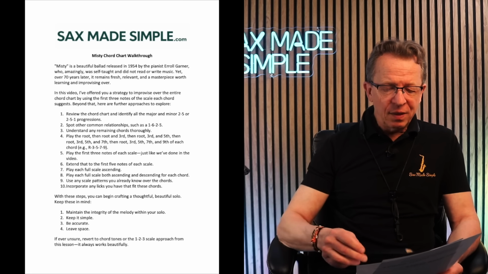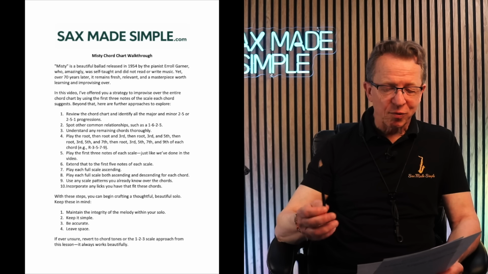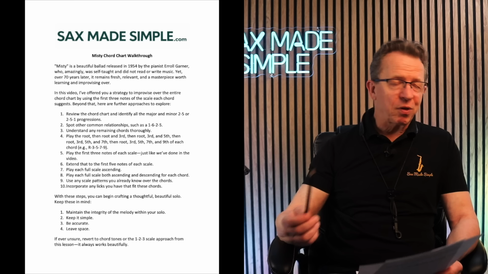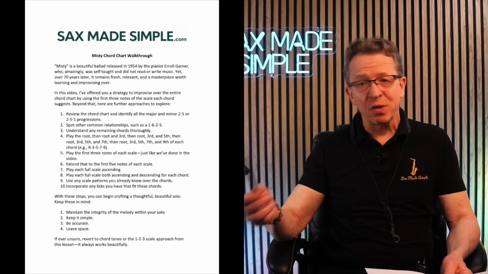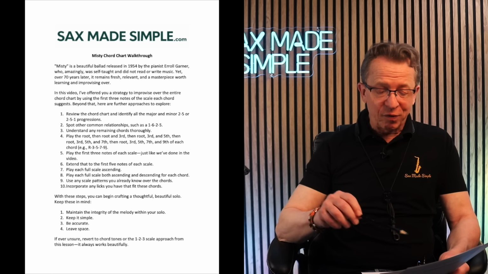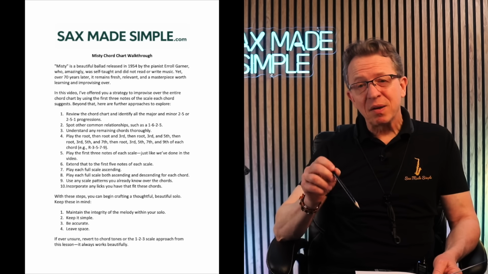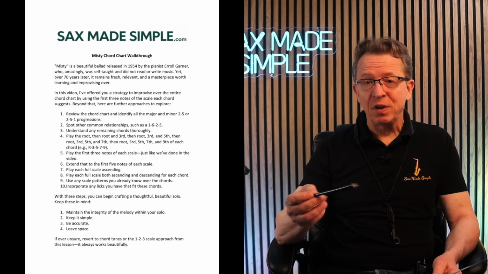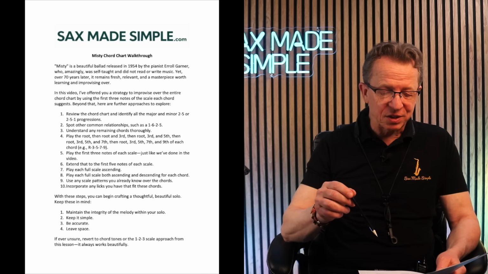Then number 4 says, play the root and then the root and third, then the root, third and fifth, then root, third, fifth, seventh, root, third, fifth, seventh, ninth of each chord. And that is the time-honored method. And we're kind of doing that in the exercise that I've given you, because we're playing 1, 2, 3, which is clearly you've got the root and the third in there, but you're connecting it up using the second note of the scale as well. But that would be a really good exercise to do.